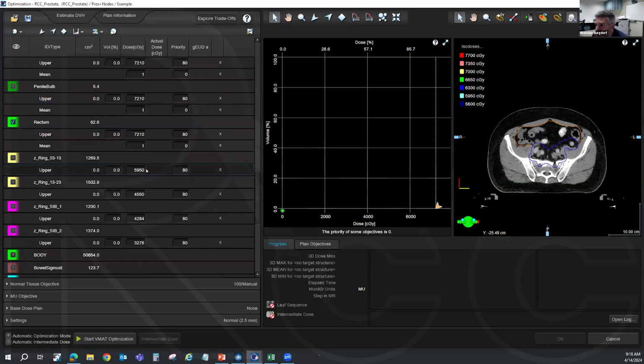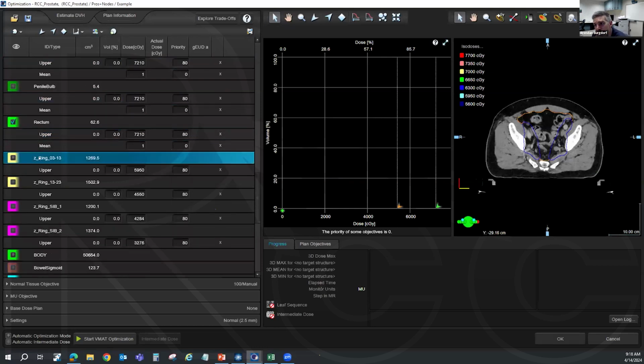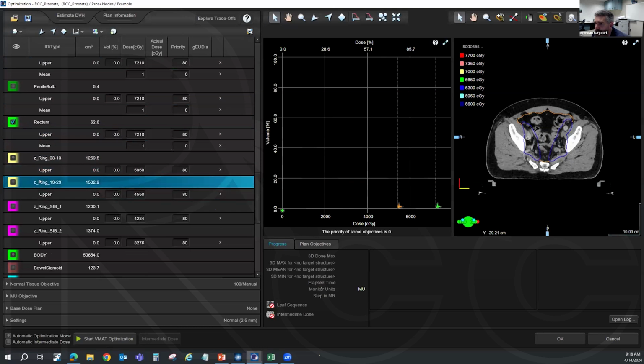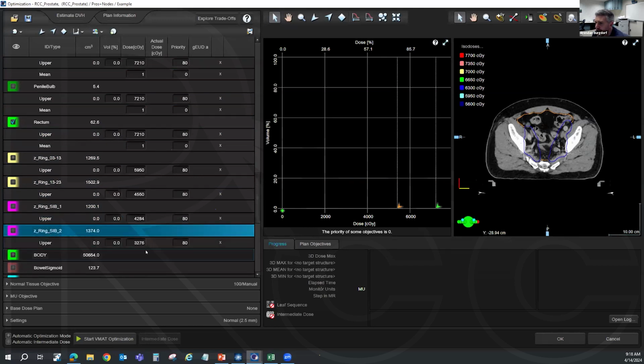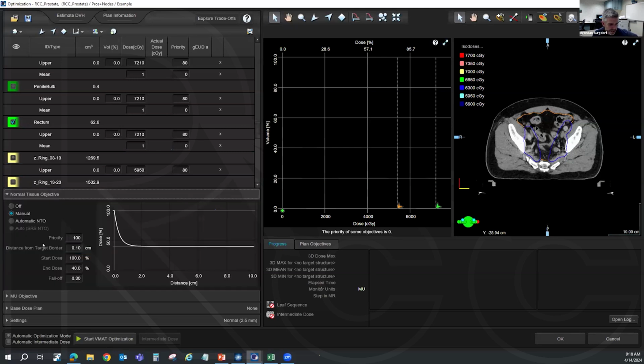And then I have all of our ring structures set up with the ZPTV Opti. Ring 1 will be 85% of our highest dose level PTV. ZPTV Opti Ring 2 will be 65% of our highest dose level PTV. And then ring SIB1 will be a max dose of 85% of our lowest dose level PTV. And ring SIB2 will have a max dose of 65% of our lowest dose level PTV. And those have priority 80. And then we have our normal tissue objective set with the settings that I described in the slides.